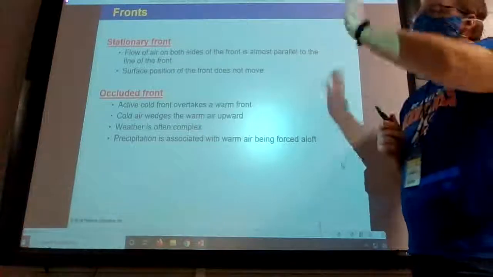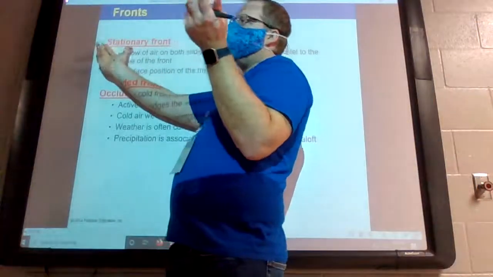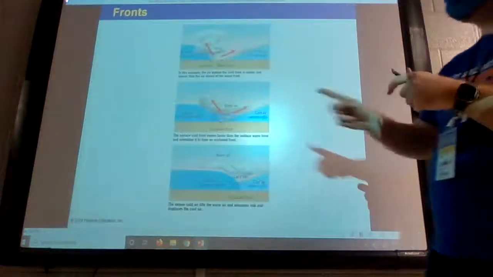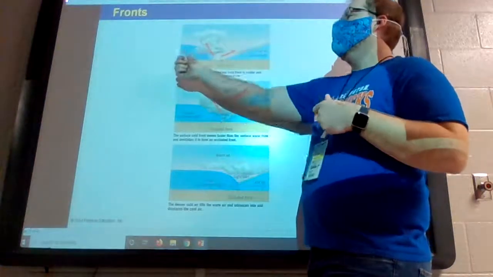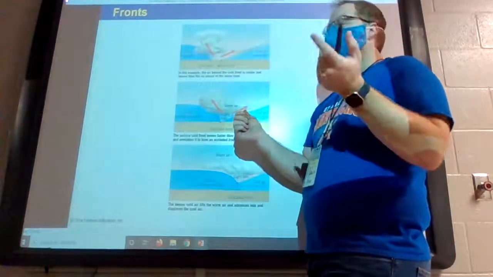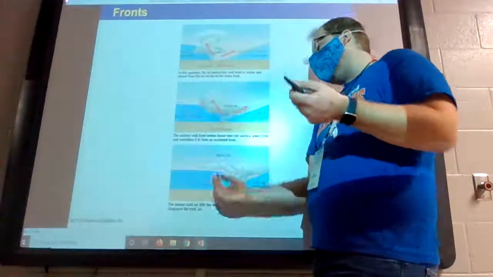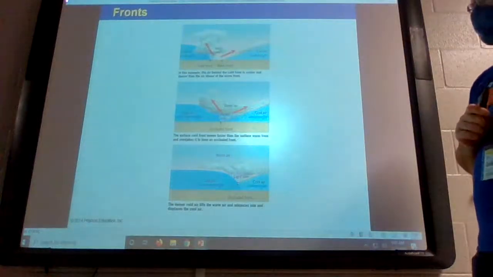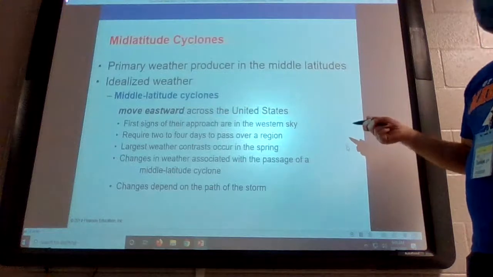Then we have stationary and occluded fronts. Stationary is going to follow the name. It's going to be stationary. It's not moving. Occluded fronts are when the faster cold front overtakes your warm front. So your warm front's moving that way. Your cold front's moving that way. The cold front moves faster, and it makes this kind of wedge. It's going to push all your warm air up and get a specific type of weather and storms that happen there with your occluded front. They're usually not very big, but they do happen.